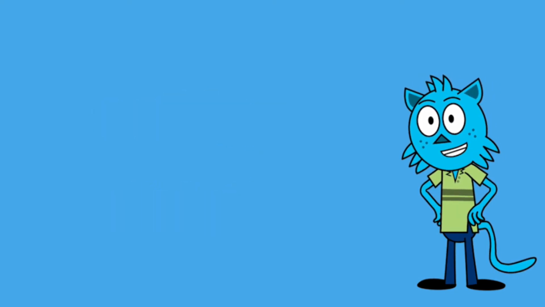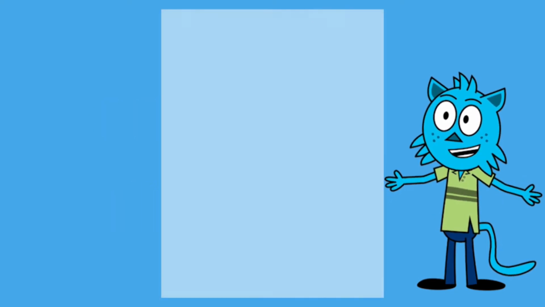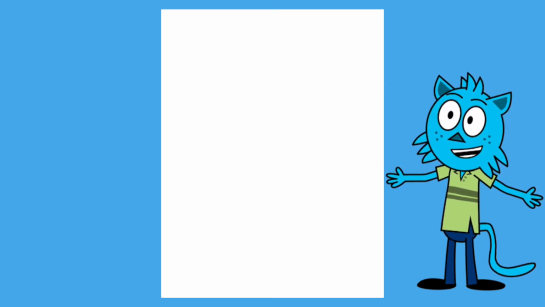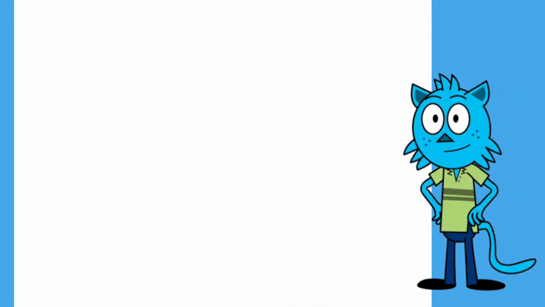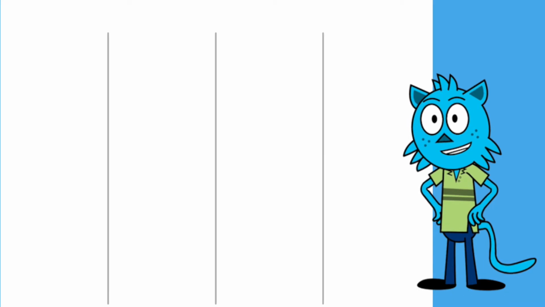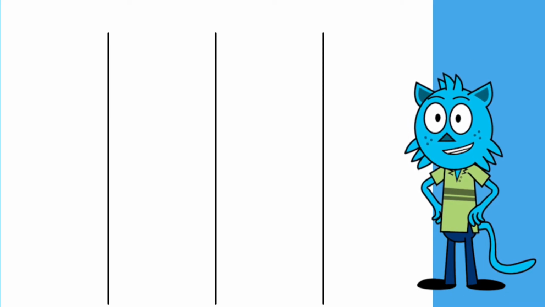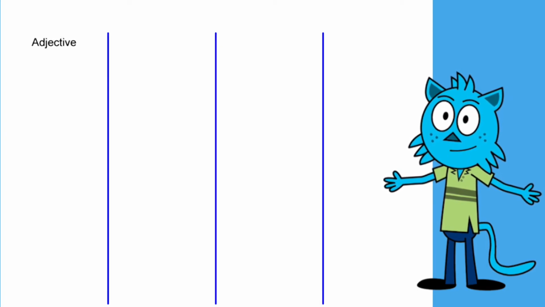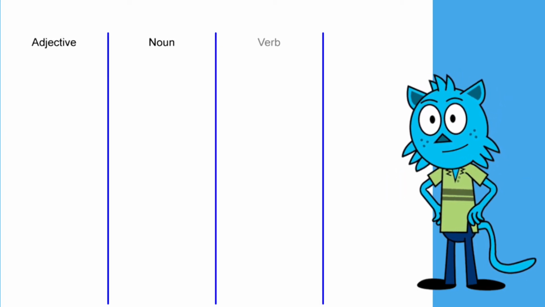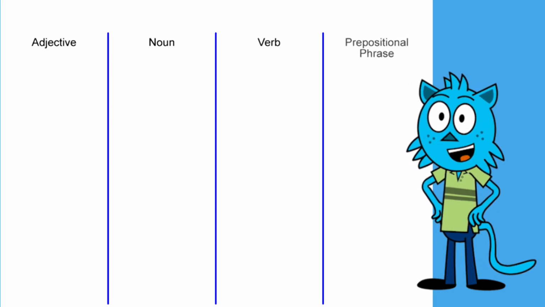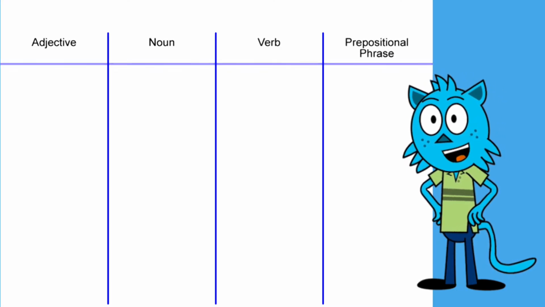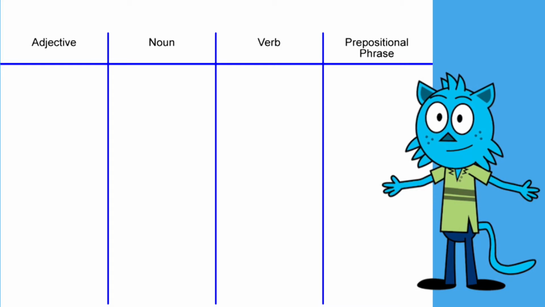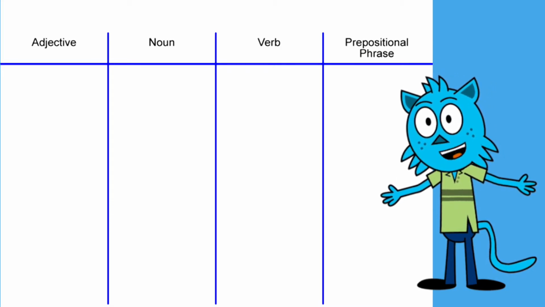Let's start by making a setting chart. Take a piece of paper, turn it so it's horizontal, and make 4 columns. Leave a little space at the top to write your setting, then label your columns: adjective, noun, verb, and prepositional phrase. We will use these parts of speech to write descriptive sentences about the setting of our story.